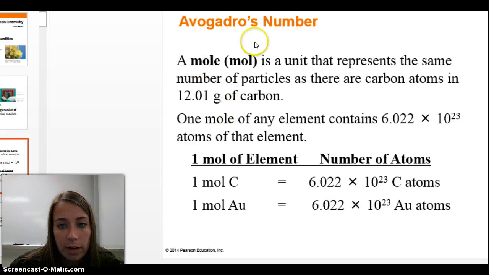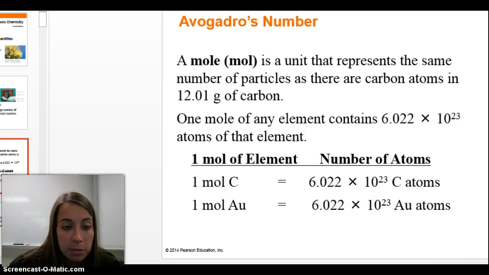All right, so a mole, Avogadro's number, it's a unit that represents the same number of particles as there are carbon atoms in 12.01 grams of carbon. So that's kind of how we decided what it was. And then you can have a mole of any element, and that means that you have 6.022 times 10 to the 23rd atoms of that element. So if I have a mole of carbon, I have 6.022 times 10 to the 23rd carbon atoms. That's how many atoms there are. That's a whole bunch. If I have a mole of gold, I have 6.022 times 10 to the 23rd gold atoms. So 1 mole is equal to 6.022 times 10 to the 23rd of whatever you're counting.